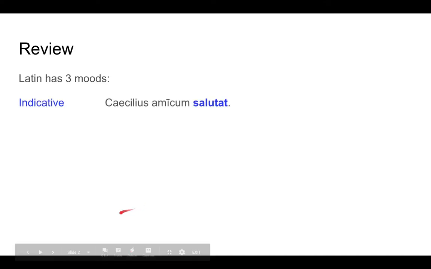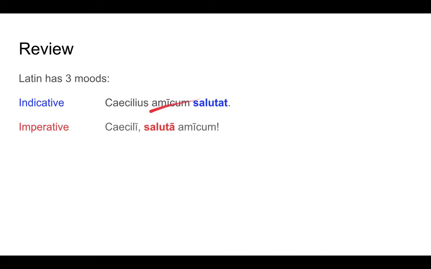We're going to have to review what I mean by subjunctive. Remember that subjunctive is a mood in Latin, and Latin has three of them. The oldest mood, the most important mood, is the indicative mood. Caecilius amicum salutat. Salutat right here is an indicative verb. It indicates the main action. Caecilius greets his friend. The imperative is the second mood. It's for commands. Caecili, saluta amicum. Caecilius, greet your friend. Used for commands.